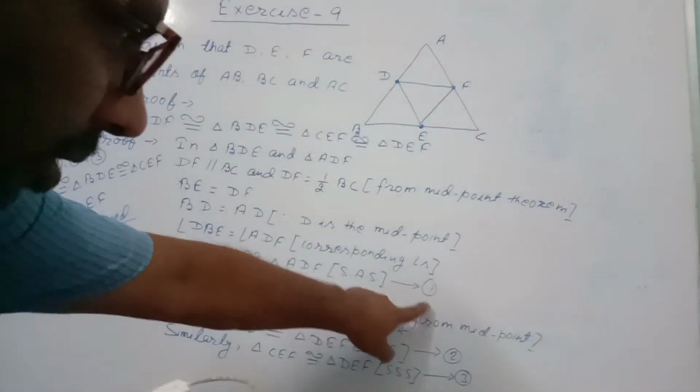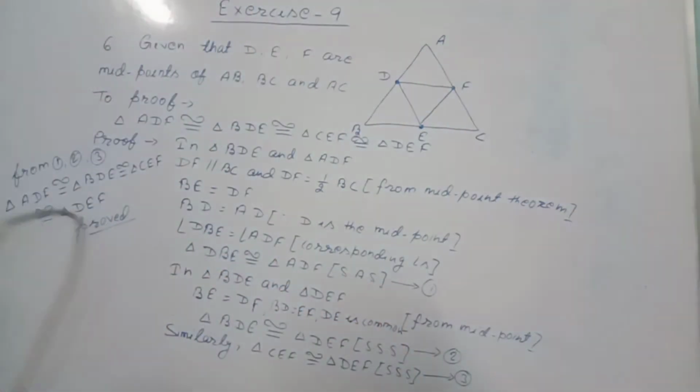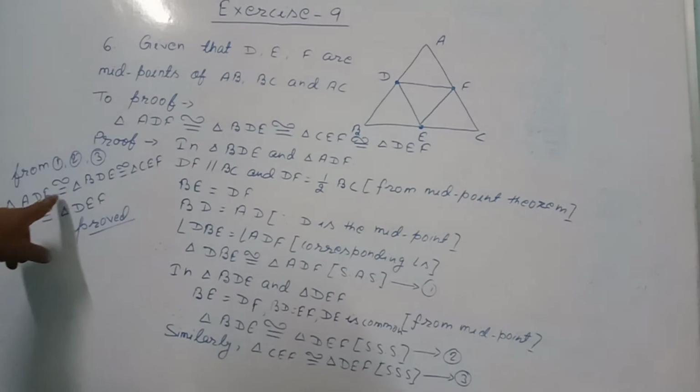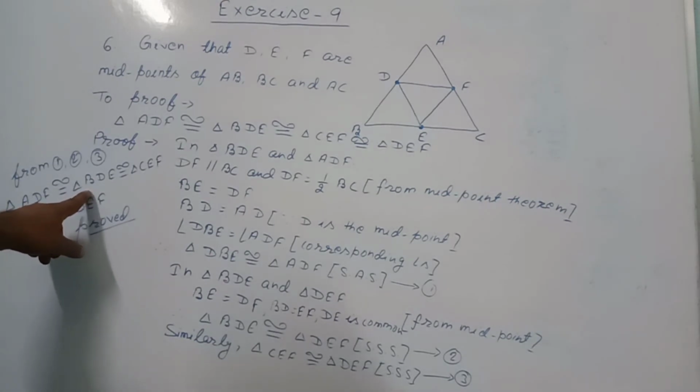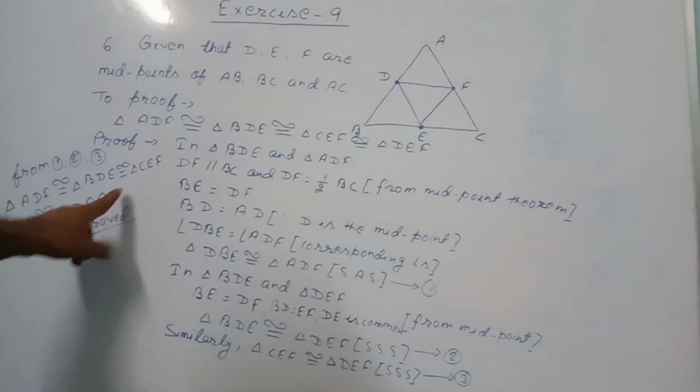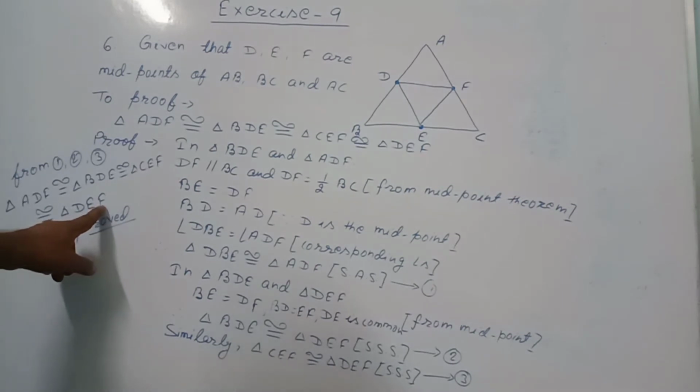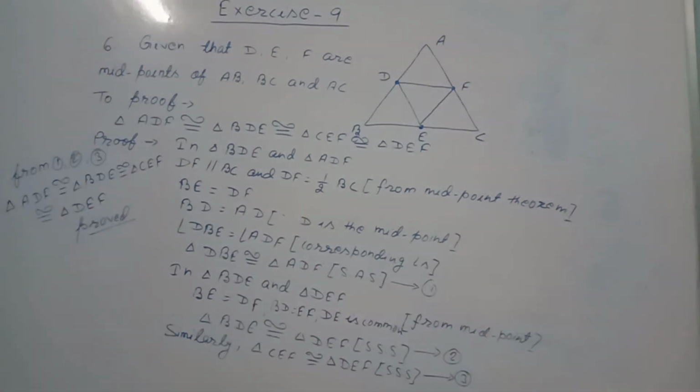So, using equation number 1, equation number 2 and equation number 3, we can say that triangle ADF is congruent to triangle BDE, is congruent to triangle CEF, is congruent to triangle DEF, proved.